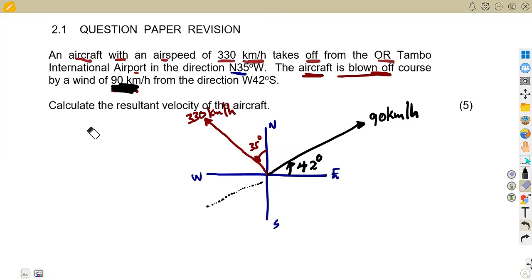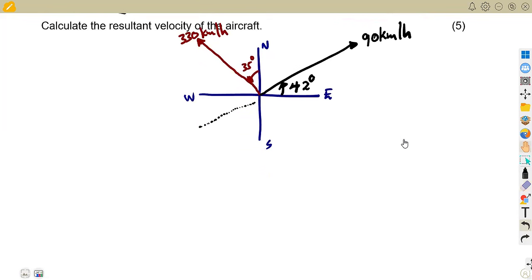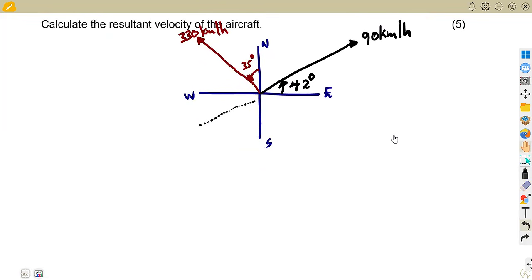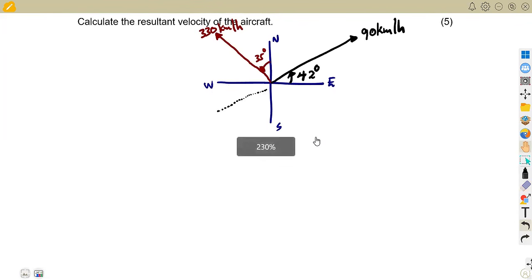So as we know, we're going to need to calculate the resultant velocity of the aircraft. How are we going to calculate it? Like we said, using the components. I'm not saying this is the only method. We explained other methods, but using the components, we are going to take this angle to the ground. It was given as north 35 degrees here, but what is the angle between the pole and the aircraft, between these two?